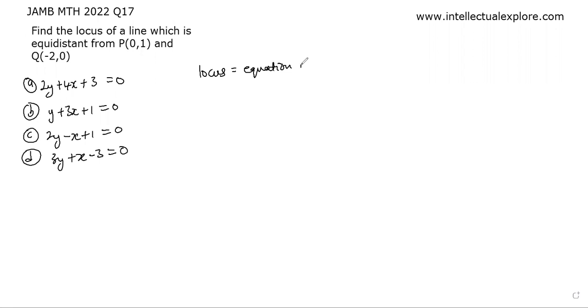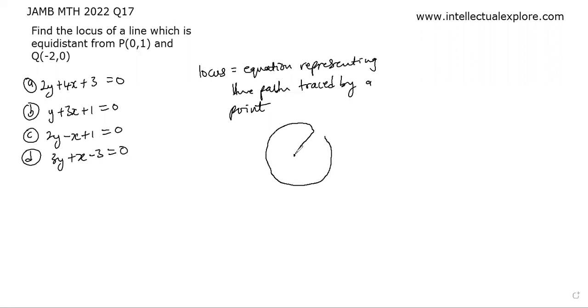It means the equation representing the path traced by a point. You understand? So that's the meaning of locus. Like if you have a point here, and then you take a certain length about that point, and then you trace a path around that point, the equation of this line here becomes the locus. Okay, that's by the way.